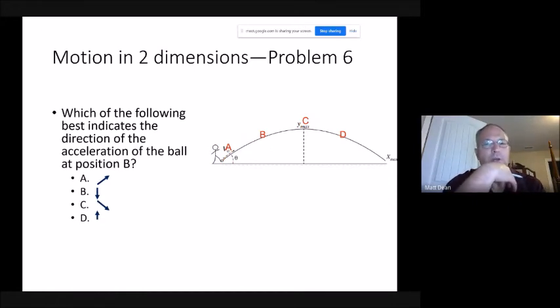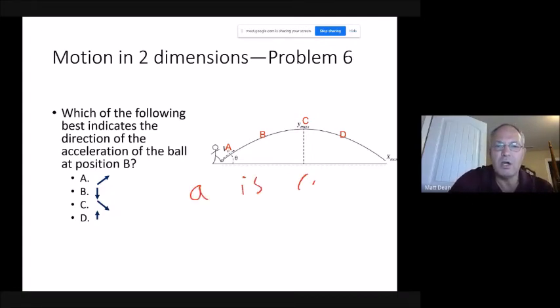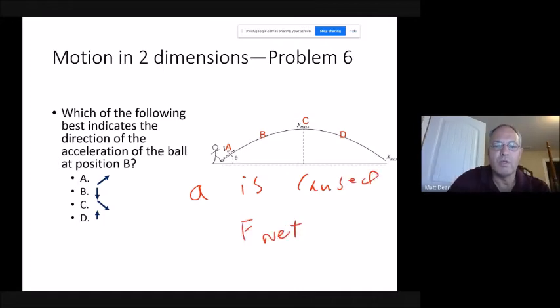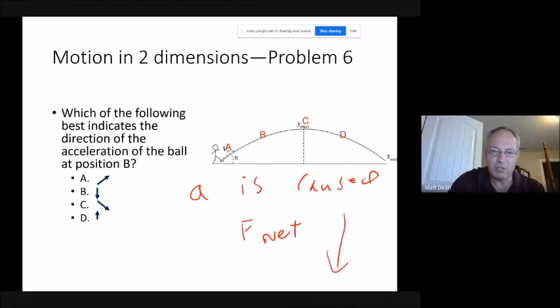All right, so another question from the same diagram. Which of the following best indicates the direction of the acceleration of the ball at position B? What you guys have to remember is that acceleration is caused by net forces. And the only force acting on this ball, assuming we're ignoring drag, is gravity. Gravity always acts straight down.